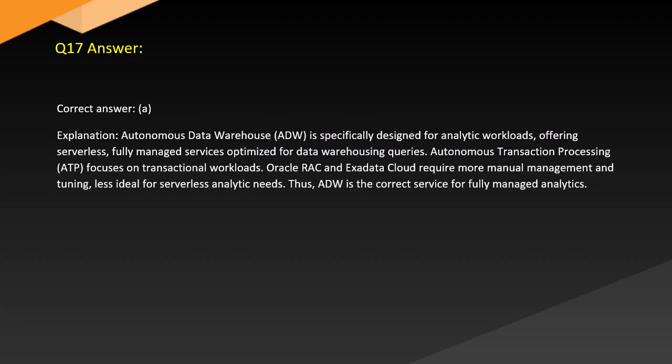Answer. Correct answer: A. Explanation. Autonomous Data Warehouse is specifically designed for analytic workloads, offering serverless, fully managed services optimized for data warehousing queries. Autonomous Transaction Processing focuses on transactional workloads. Oracle RAC and Exadata Cloud require more manual management and tuning, less ideal for serverless analytic needs. Thus, it is the correct service for fully managed analytics.